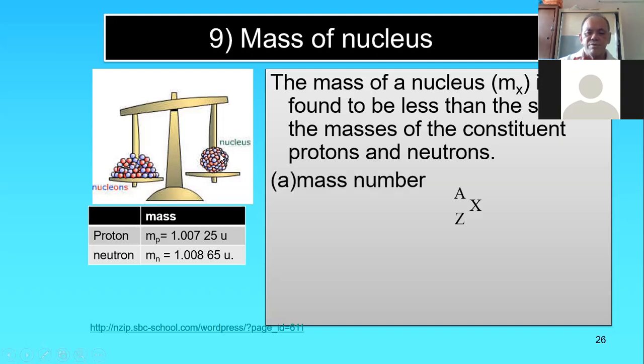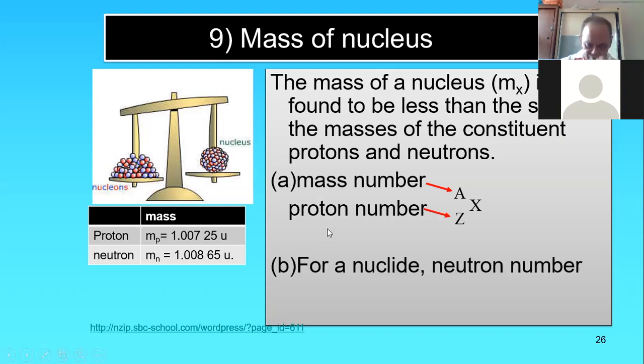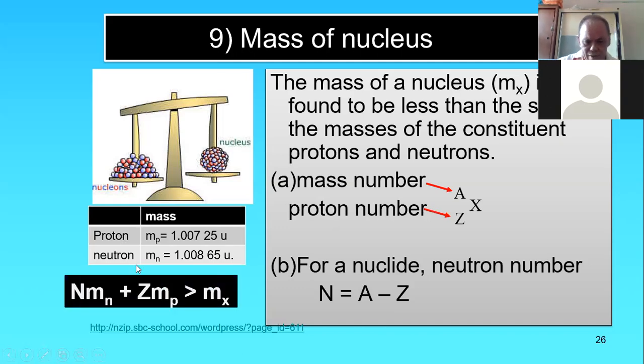Okay, just to review, A is the mass number or nucleon number, Z is your proton number, X is your chemical symbol. For a nuclide, the neutron number is just A minus Z. So what we have said is that the total mass of nucleons, where N is the number of neutrons times the mass of a neutron, plus Z, the number of protons, times the mass of a proton, added together, is greater than the mass of the nucleus.